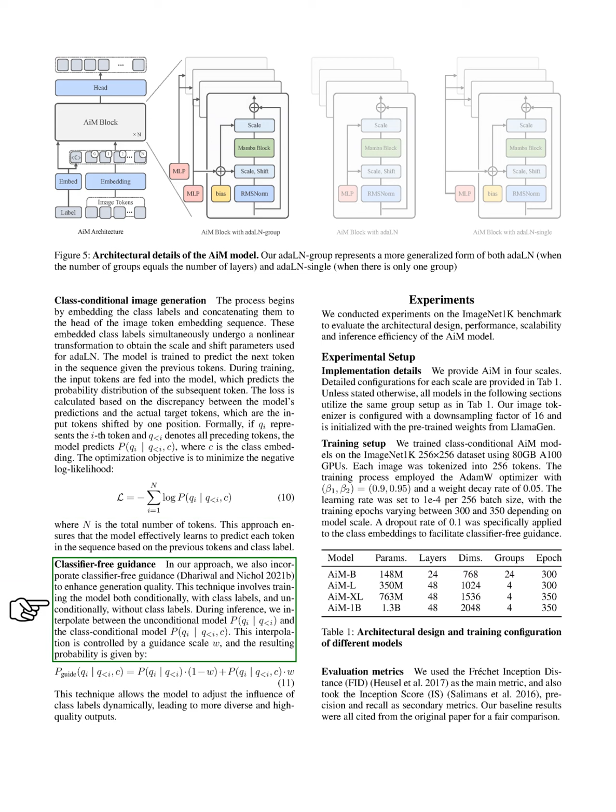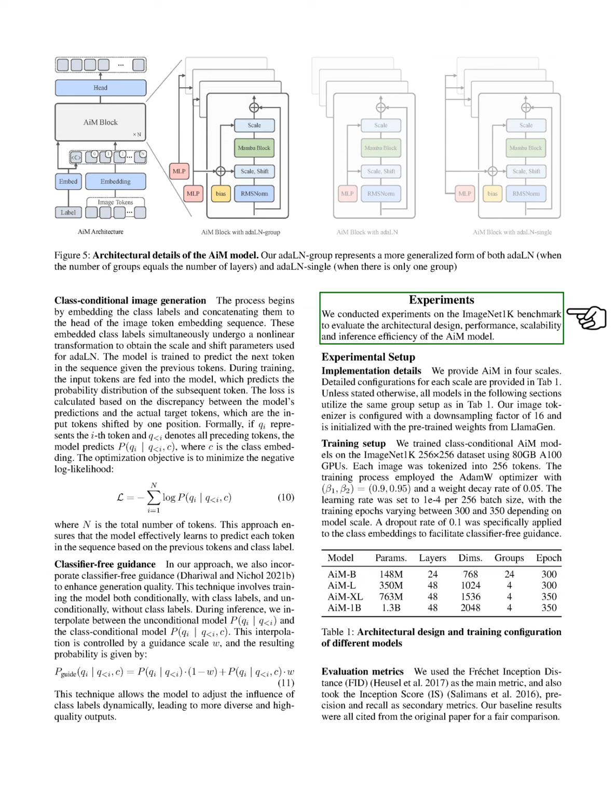We also use classifier-free guidance to improve the quality of our generation. This involves training the model in 2 ways, conditionally with class labels and unconditionally without them. During inference, we blend the unconditional model's predictions with those from the class conditional model, controlled by a guidance scale w. This allows us to dynamically adjust the impact of class labels, resulting in more varied and higher quality outputs.